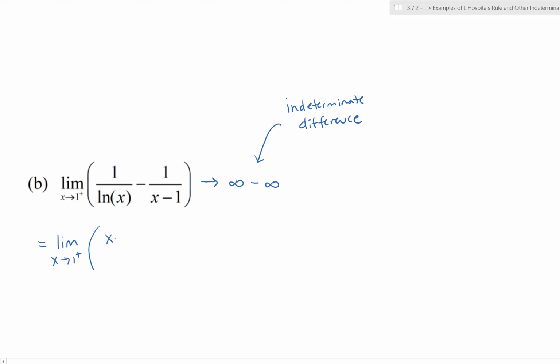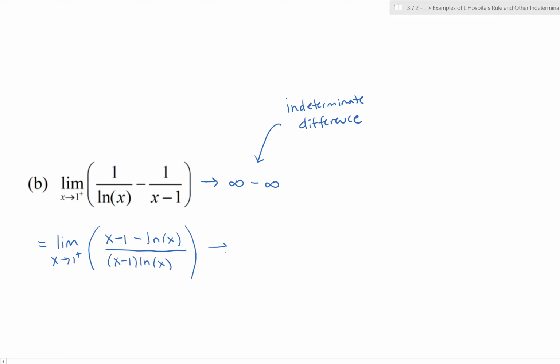So we get an x minus 1 from the first term minus an ln of x from the second term, all divided by x minus 1 times the natural log of x. So there's a lot going on there, but let's see what happens.